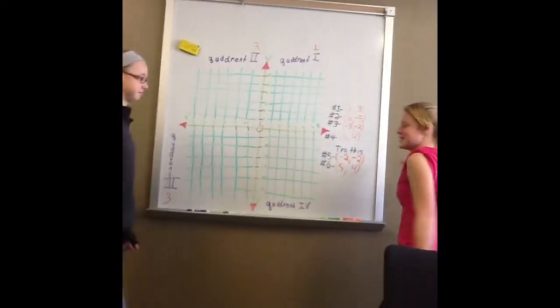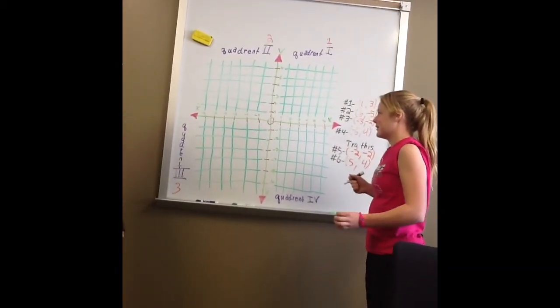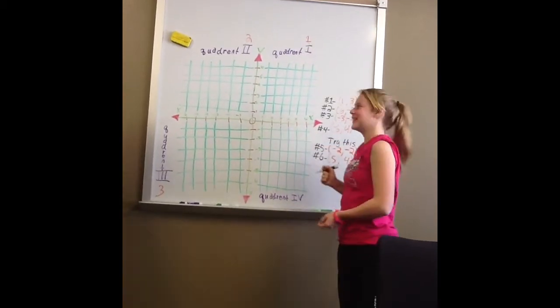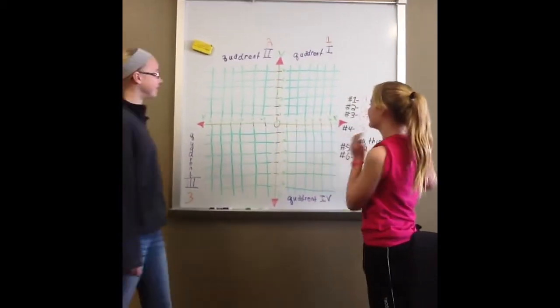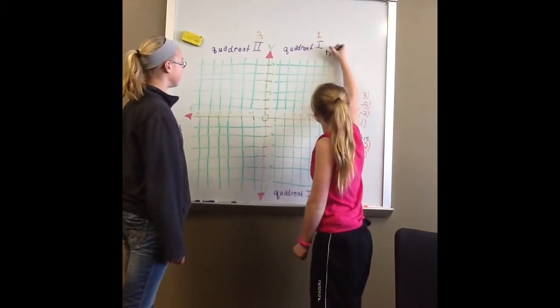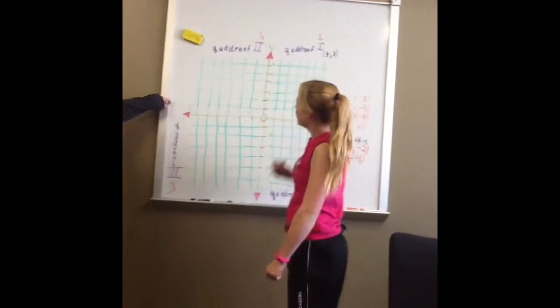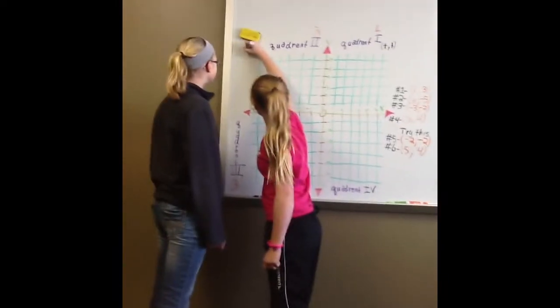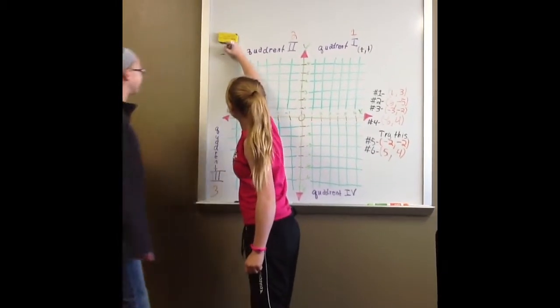We are going to be teaching you about coordinate grids. And there's 4 quadrants. Quadrant 1, which is positive, positive. Quadrant 2, which is positive, negative. Negative, positive. I knew that.